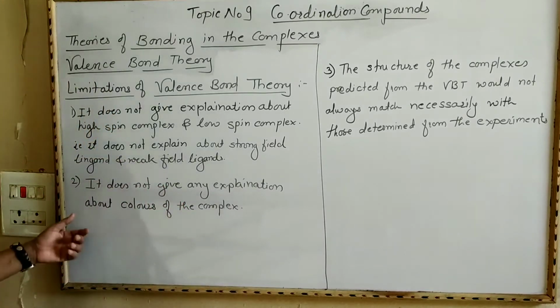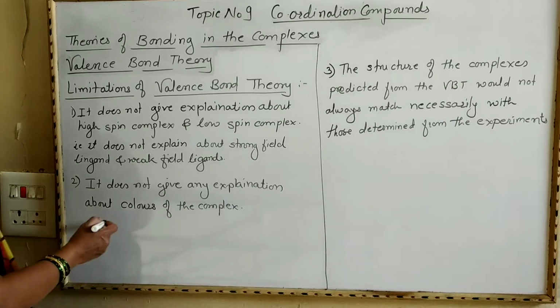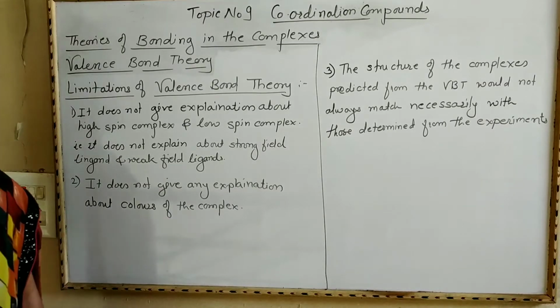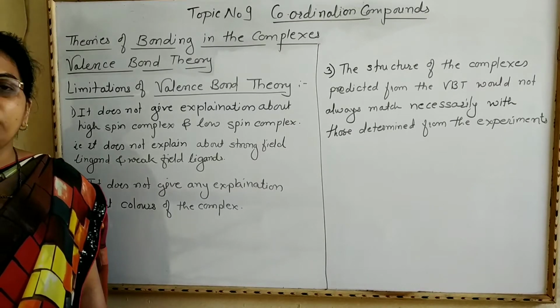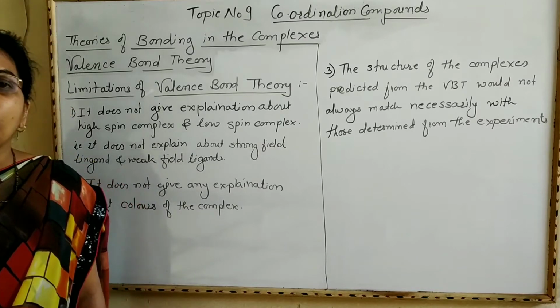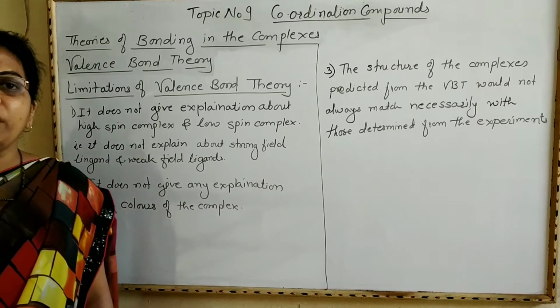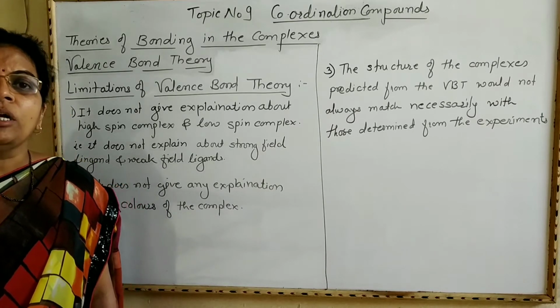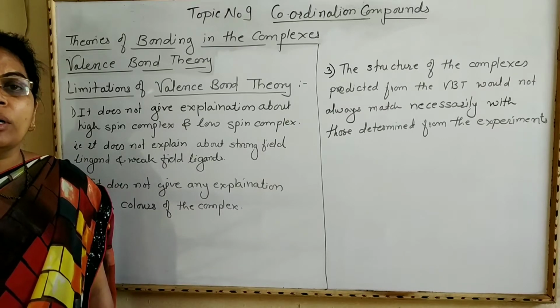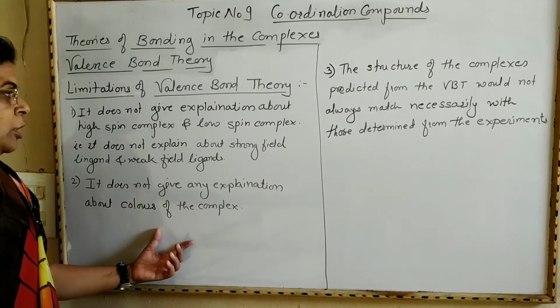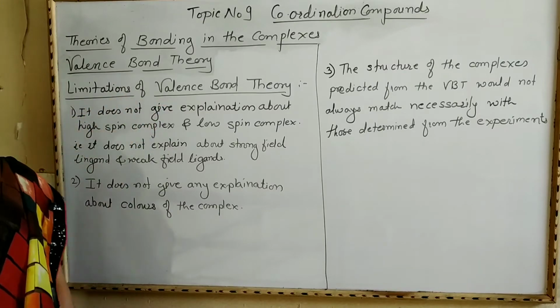Then the second limitation: it does not give any explanation about the colors of the complex. Now these coordination compounds have some color, or in aqueous state they show coloration. Why does this coloration occur? This explanation is not given by the valence bond theory.